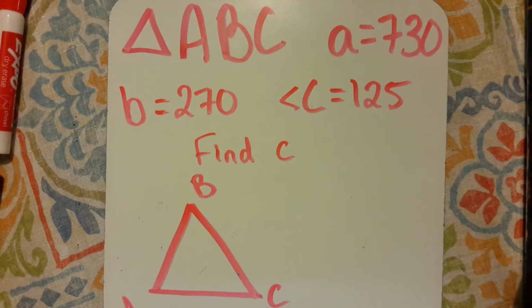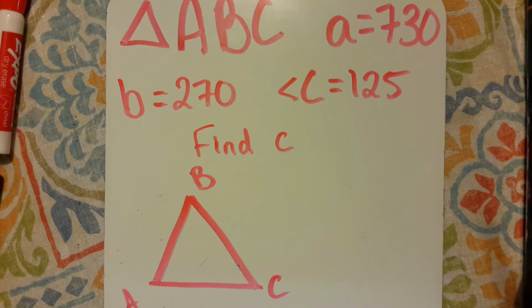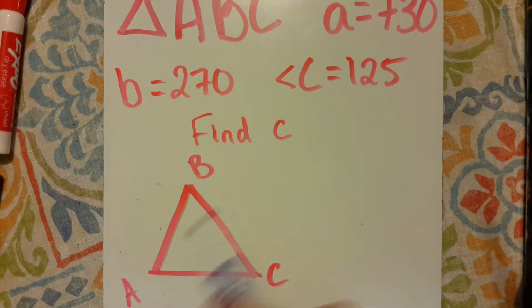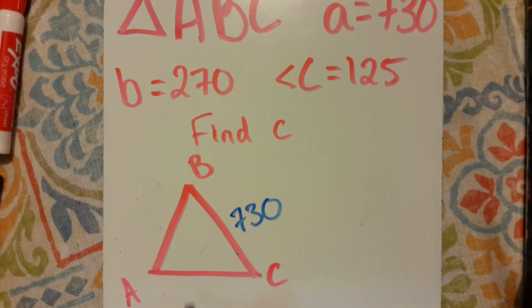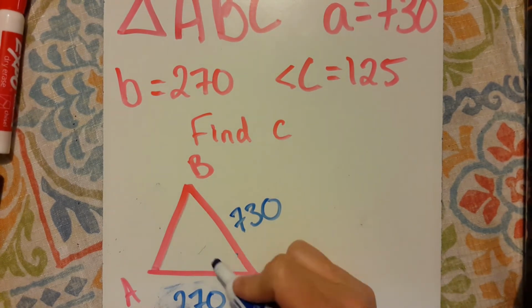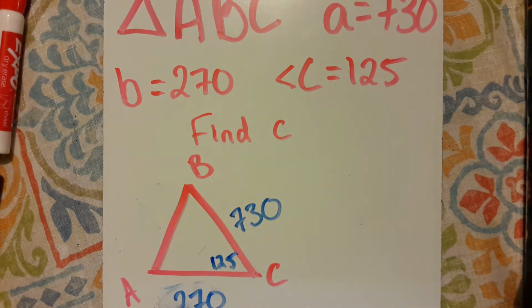So here's an example. Again, Delta Math is not going to draw the triangle for you. I did. But label it ABC, get your little sides labeled. So little a is 730. It tells me little b is 270. And angle C is 125. And we're looking for C. So I know two sides and an angle, and I'm looking for the third side.